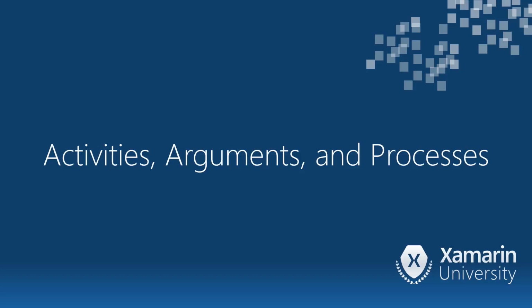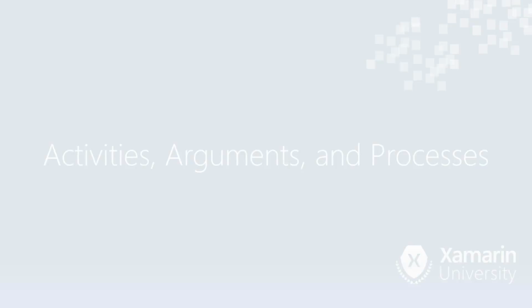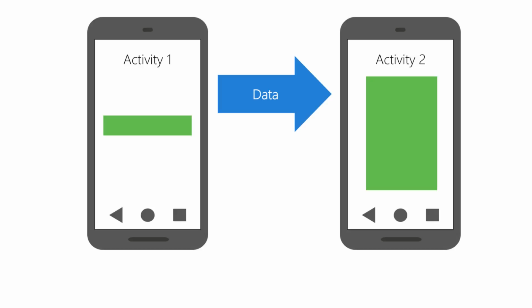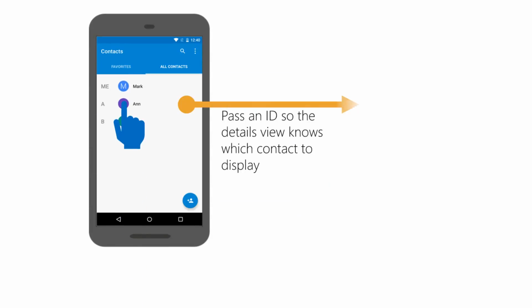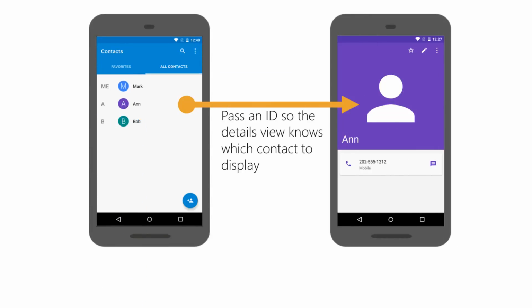Let's examine activities, arguments, and processes. Activities typically need to pass data from one to another. When one activity starts another, it's common to pass arguments. For example, in any master detail setup, the master activity starts the detail activity and passes the ID of the item to be displayed. You could see this type of behavior in the Contacts app, from all contacts to contact details.